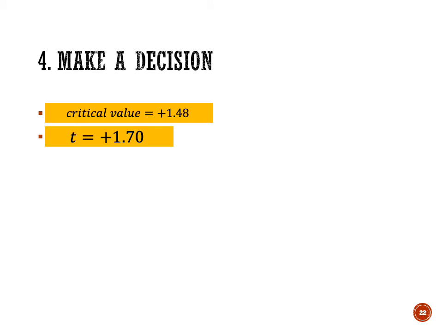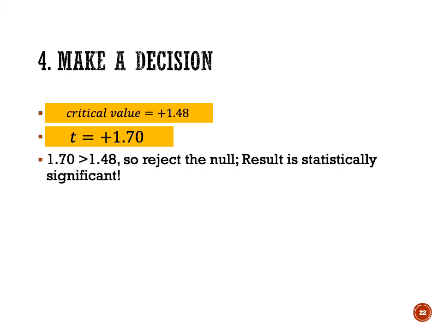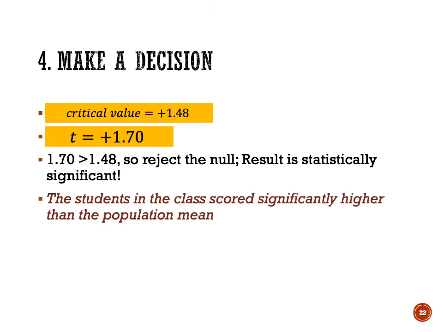So our critical value, if you remember, was 1.48, and our t statistic is 1.7. 1.7 is greater than 1.48, so we can reject the null. Our conclusion is that our result is statistically significant. And so the way that I can interpret that in the context of the original problem is that the students in the professor's class score significantly higher than the population, which is the rest of the school.